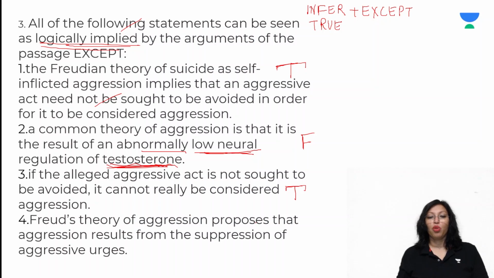Freud's theory of aggression proposes that aggression results from the suppression of aggressive urges. So when you suppress your aggressive urges, what happens? That goes into your mind and that causes mental illness. You remember we had said very clearly that there are two things that may come from aggressive impulses. One was suicide, which was self-inflicted aggression, or aggression that is directed inward, and the second one was mental illness, which may happen because your aggressive urges are suppressed. So this is also something that we could have inferred to be true. So therefore guys, the correct answer here should be option 2.